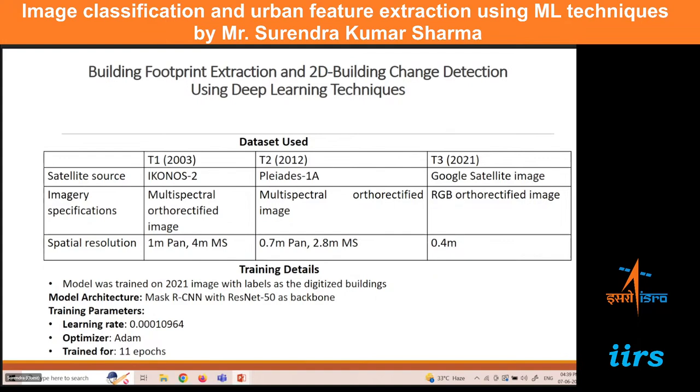For 2003, we used IKONOS data. For 2012, we used Pleiades 1A data, and for 2021, we used Google Earth satellite image data. And for building footprint extraction, we applied it on the 2021 images. The model architecture that we used was Mask R-CNN with ResNet 50 as backbone, and the learning rate that we used was 0.0010964, and the optimizer was Adam, and it was trained for 11 epochs.